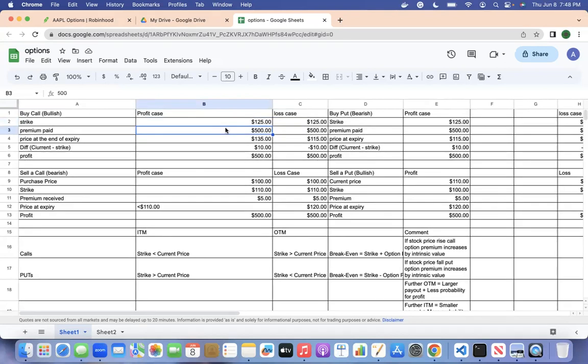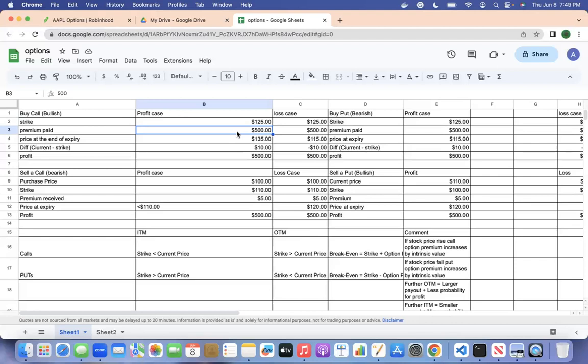This will be debited from your account. You are paying a premium of, like, $5 for each stock. We know that one contract equals 100 stocks, so you're going to pay $500 from your account just to buy the right to buy Apple stock at $125, right? This is called the strike price, and this is the premium that you are paying. So your account will be debited, and you have a right to purchase 100 stocks of Apple at $125 each.